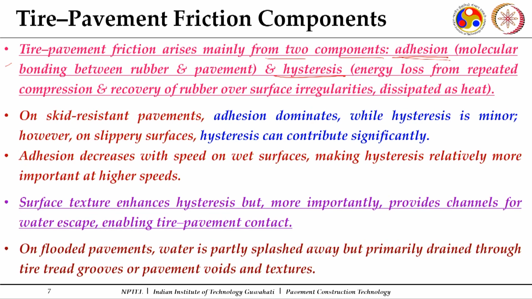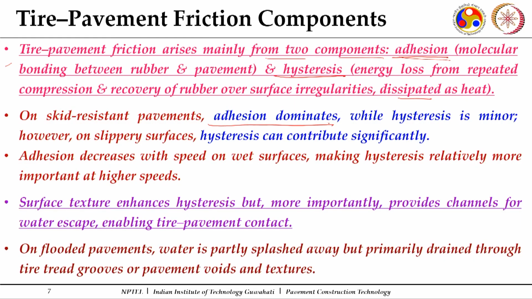When it passes over the surface irregularities, it regularly experiences compression and expansion. This energy normally gets dissipated in the form of heat and is a component of your friction resistance. So, adhesion and hysteresis form two important components which contribute to pavement-tire friction. Now, specifically, when does adhesion dominate and when does hysteresis dominate?